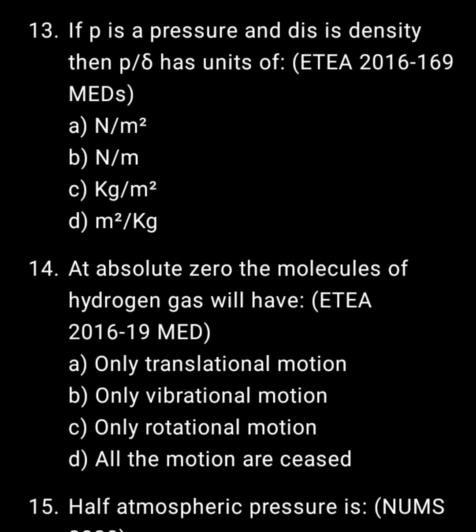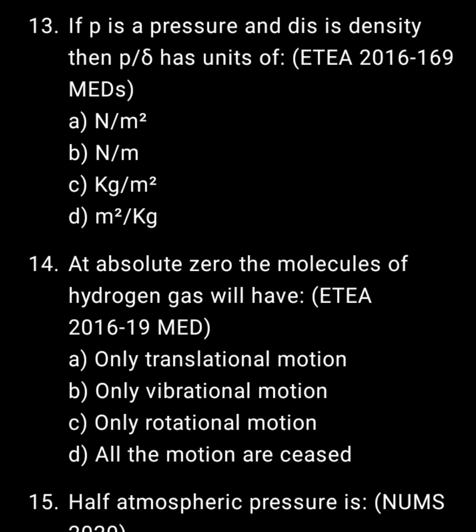13. If P is a pressure and delta is density then P over delta has units of ETEA 2016-169 med. A. N per square meter. B. N per meter. C. Kilogram per square meter. D. Square meter per kilogram.